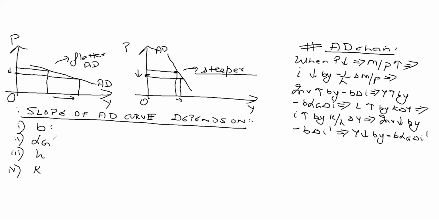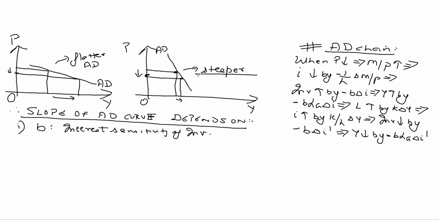Now you guys tell me, should B be large or should B be small for the AD curve to be flatter? So first of all, what does B measure? B captures the interest sensitivity of investment. So should B be large or should B be small? We want the AD curve to be flatter.